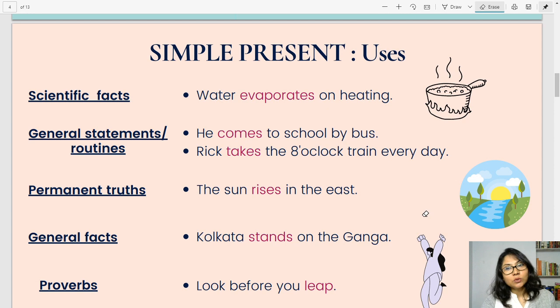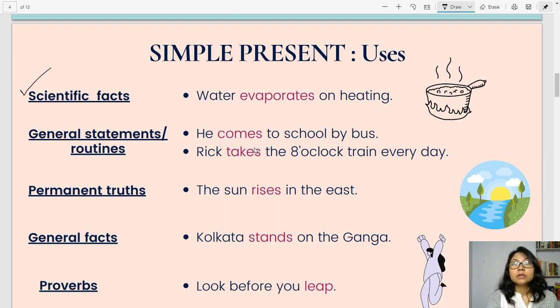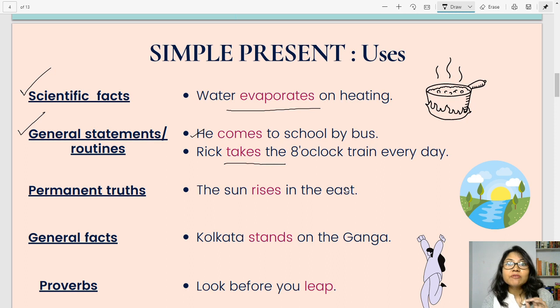Simple present uses. What are the uses? First of all, to express or denote scientific facts. Example, water evaporates on heating. As you can see, water is evaporating over here. Next, general statements or routines. We express them. For example, he comes to school by bus. Or, Rick takes the 8 o'clock train every day. It's a part of his routine.